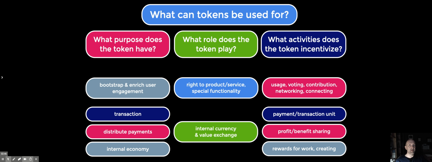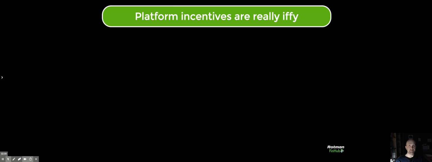But I think these are absolutely critical questions if you want to design a token and say, hey, I want to do X and I want to build X and here's why I want to use a token for it. You need to think really hard about what it is that you're looking for. And in particular, the part you have to be very careful about is platform incentives.